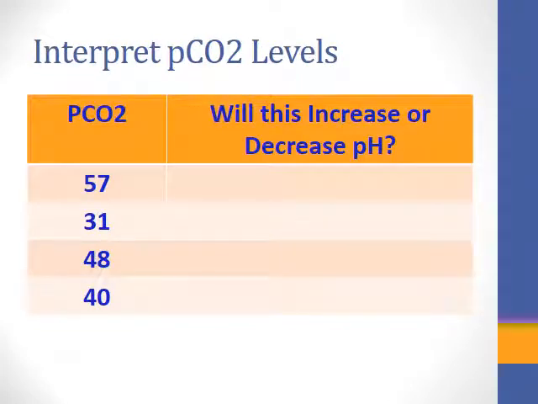Okay, so let's interpret these PCO2 levels. Remember that your normal range goes from 35 to 45, with your normal being 40. So look at this slide. Go ahead and pause it. Try to figure out if these are an increase or decrease for your pH. If your PCO2 is elevated, will your pH be elevated or will it be decreased?